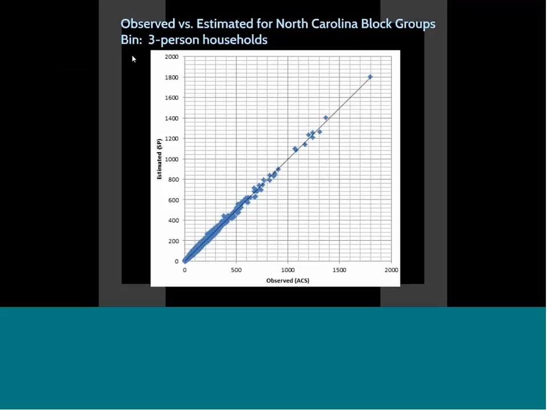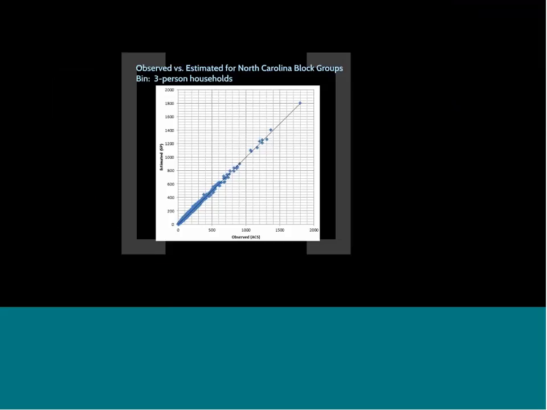Well, here's one example. This is for the count of 3-person households by block group. So each dot here is a block group in North Carolina. And on the x-axis is the observed, in other words, what the ACS thinks there is for each block group in terms of the count of 3-person households. And on the y-axis is what we get in the synthetic population. So there are minor differences. We don't get quite the exact count we should get when we try to do this for all the different categories we're looking at, but it's a pretty close match.